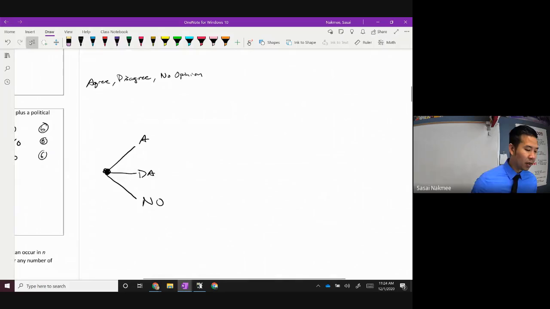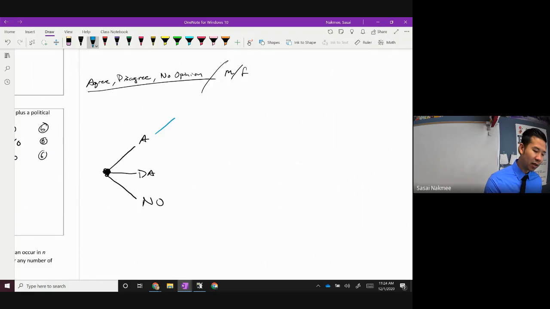So let me show you what I mean. From this decision, you have 3 options you could pick: agree, disagree, no opinion. After that, you have two options you can pick, male or female. From the agree point, you can then branch off to either male or female, and you can do that for the disagree as well.